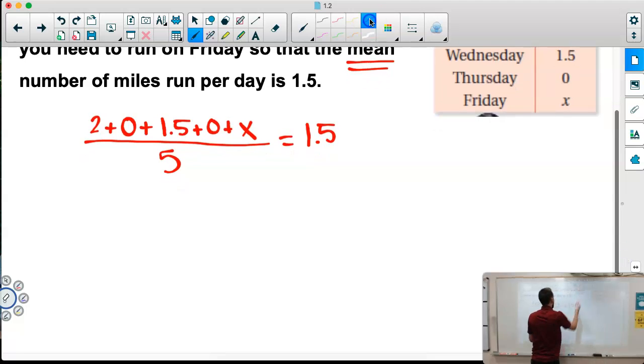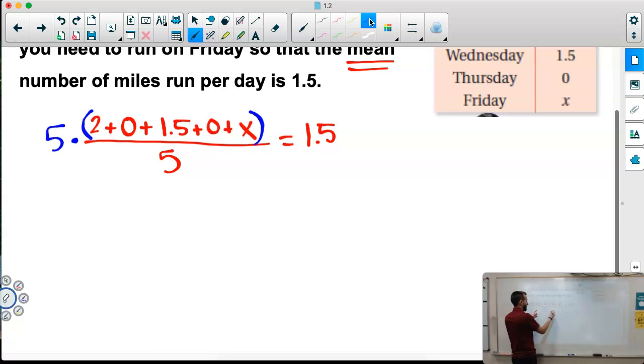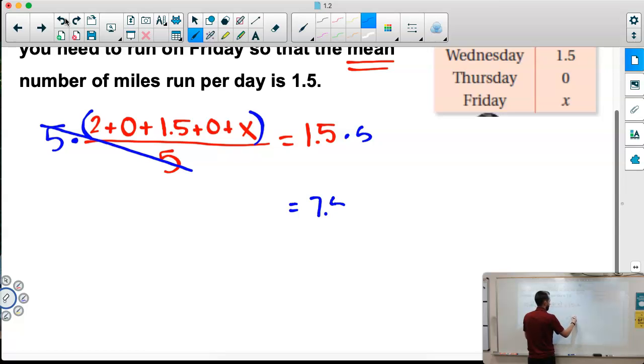So on this one, what I'm going to do is first multiply by 5. All of this stuff is in parentheses. It's protected. I'm going to multiply by 5 to cancel out my denominator. And again, they don't magically disappear. 5 divided by 5 is 1. 1 times all this stuff up here is all this stuff. All right? So I multiply by 5. Okay. On this side, I'm going to get 7.5.